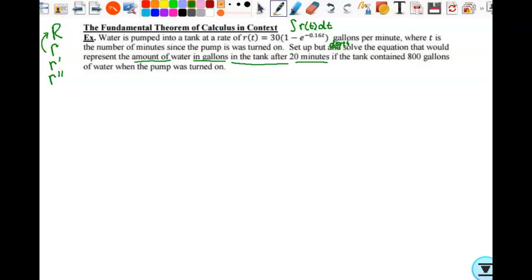So that means I know it contained 800 gallons before it was turned on. So R of 0, when time equals 0, I have 800 gallons. Does that make sense? I started with 800 gallons, that's capital R of 0. I'm going to need capital R of 20. Right? Does that make sense? That's what I'm looking for.